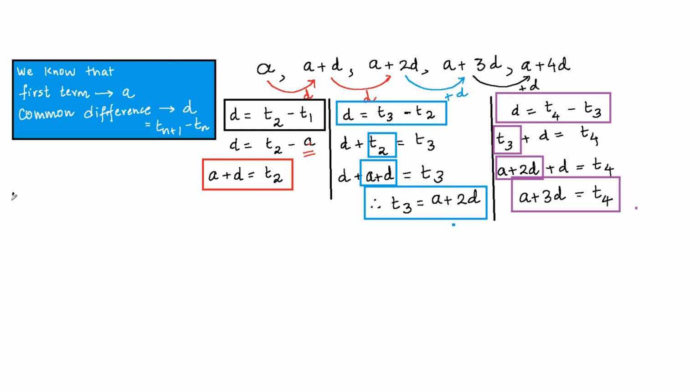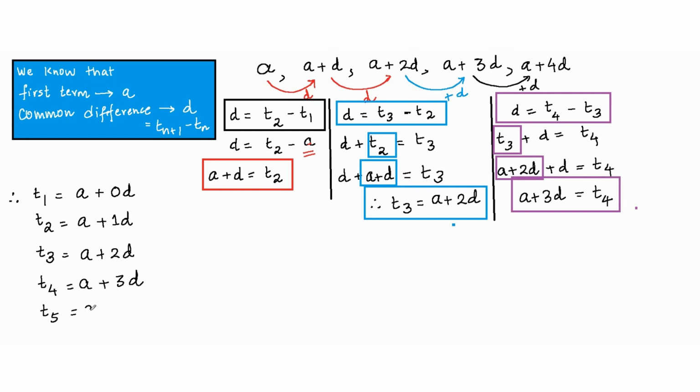Therefore, I can say that the first term was A, simply A, or I can also write it as A plus 0D. The second term was A plus 1D. The third term is A plus 2 times D. The fourth term was A plus 3 times D. The fifth term was A plus 4 times D, and so on.